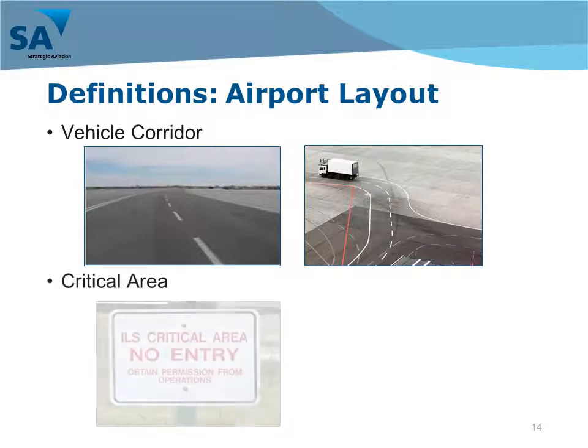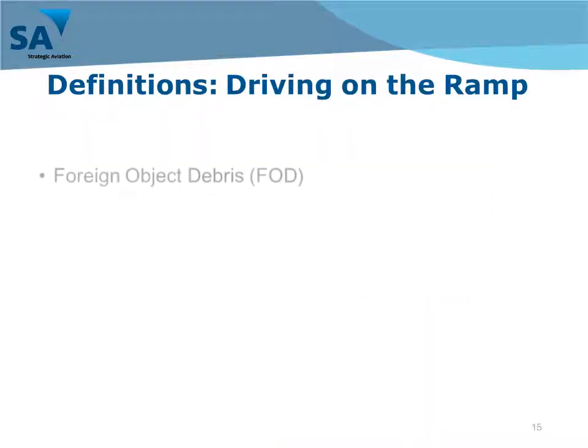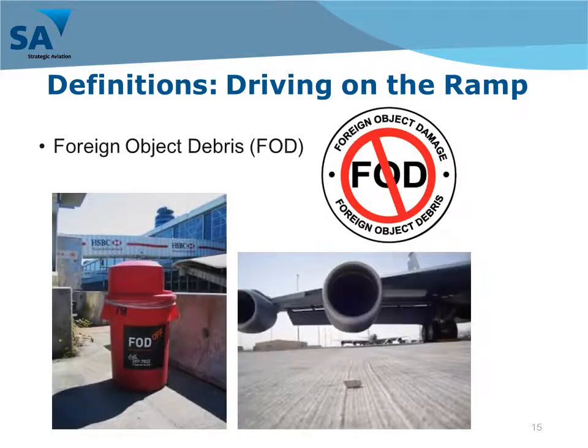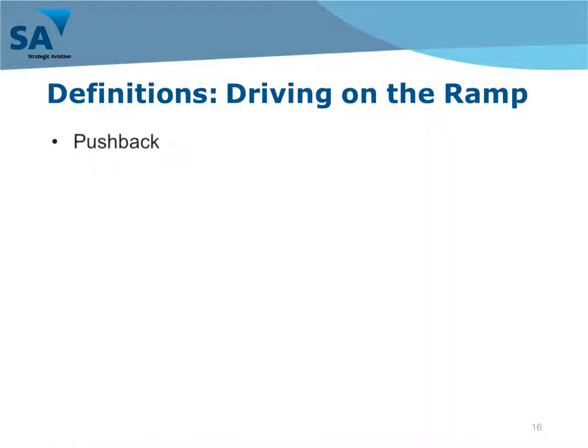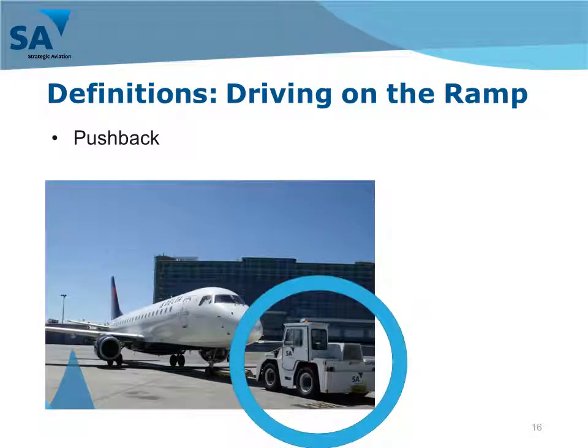The critical area is where the navigation aids, communications equipment, and other sensitive equipment operate. It is crucial that this area remains clear to avoid any signal interference. Foreign object debris, or FOD, is any small objects or litter on the ramp which could possibly cause damage to an aircraft or to you or your colleagues working airside. The term pushback is used to describe the airside operation where a vehicle, called a tug, moves an aircraft back from an operational stand to the area where it will start its engines.